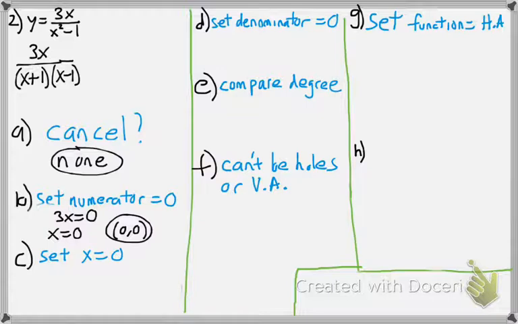For part C, we need to set x equal to 0. Again, you can plug it into either one of these. So I'll plug it back into the original. So this will be 3 times 0 over 0 squared minus 1. And this is equal to 0 over negative 1, which is equal to 0. So this is also the point (0, 0).